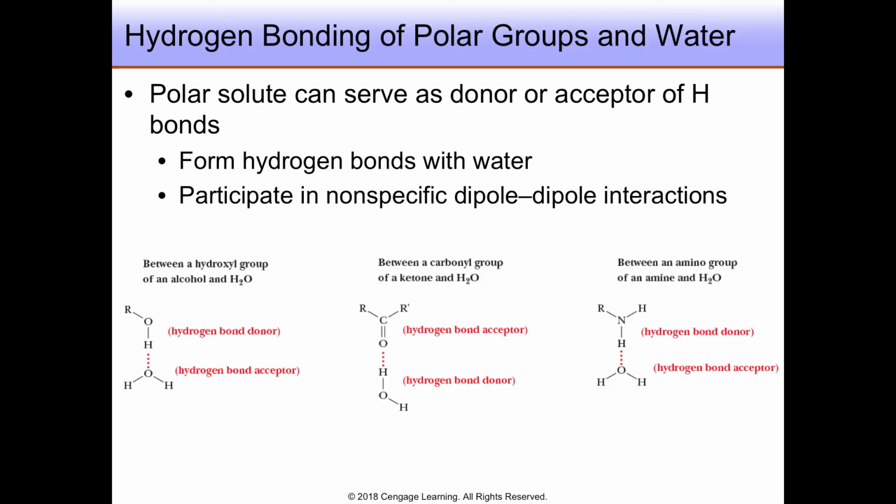Water can hydrogen bond not only with itself, but also with other polar molecules. It can be an acceptor to an alcohol group, illustrated on the left, a donor to a ketone group in the center, and an acceptor to an amine group on the right. One of the primary reasons for the solubility of polar compounds in water is their ability to form hydrogen bonds with water.